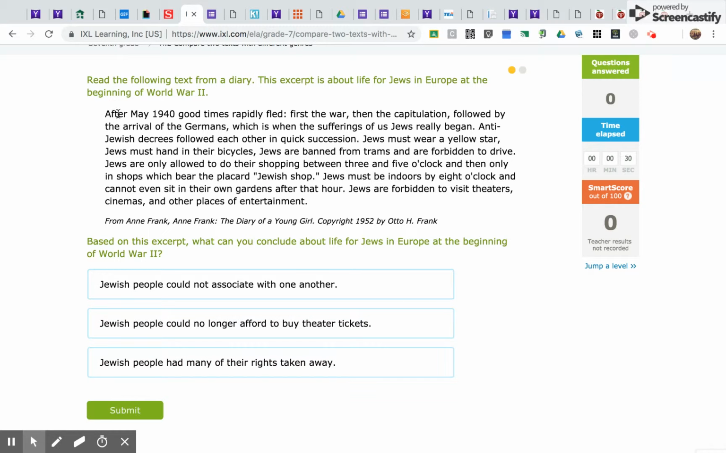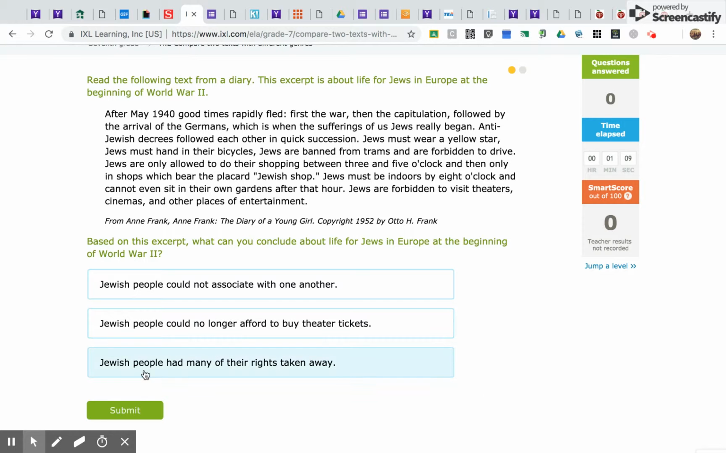So let's read. After May 1940, good times rapidly fled. First the war, then the capitulation, followed by the arrival of the Germans, which is when the sufferings of us Jews really began. Anti-Jewish decrees followed each other in quick succession. Jews must wear a yellow star. Jews must hand in their bicycles. Jews are banned from trams and are forbidden to drive. Jews are only allowed to do their shopping between 3 and 5 o'clock, and then in shops which bear the placard Jewish shop. Jews must be indoors at 8 o'clock, cannot sit in their own gardens after that hour. Jews are forbidden to visit theaters, cinemas, and other places of entertainment.